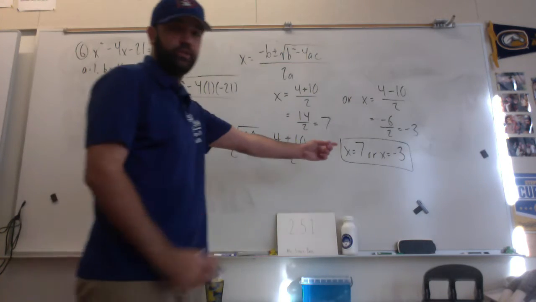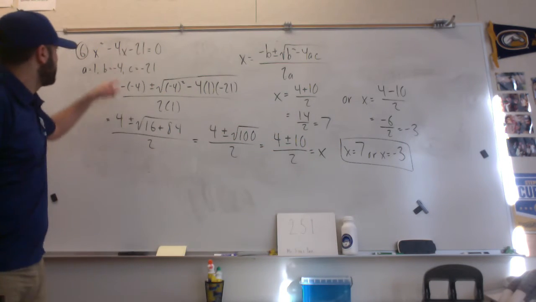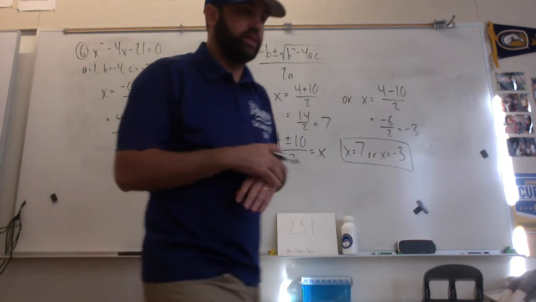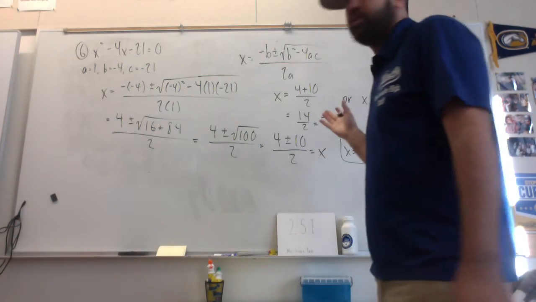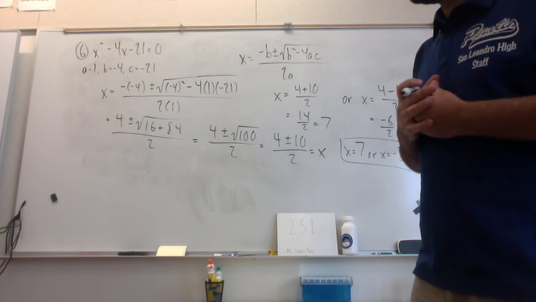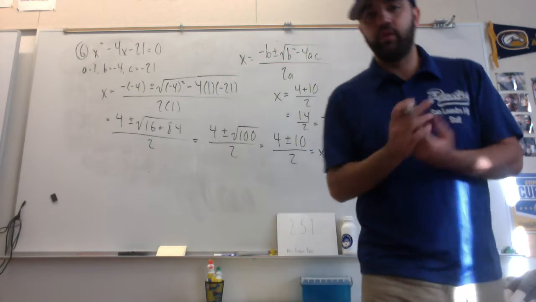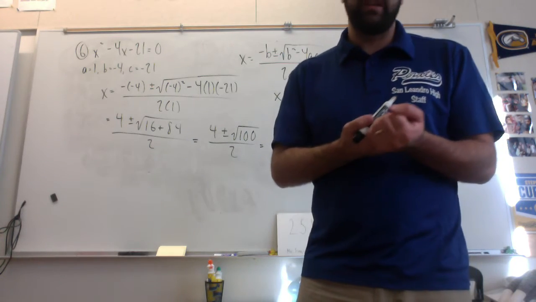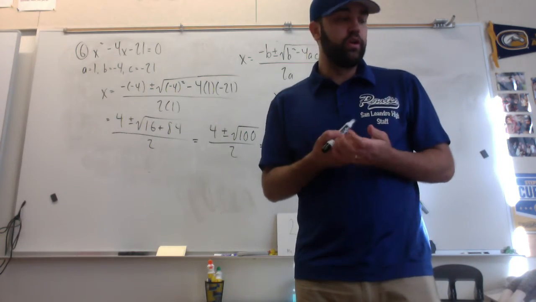So if we were to take these two values, 7 and negative 3, and plug them into the original equation, it would work for both of them. And as we've learned, this isn't exactly the ideal method to use to solve a quadratic equation, but in certain situations, it's going to be the best or the only option. Where you can't factor, graphing is not going to give us a nice little situation, or you can't take the square root.